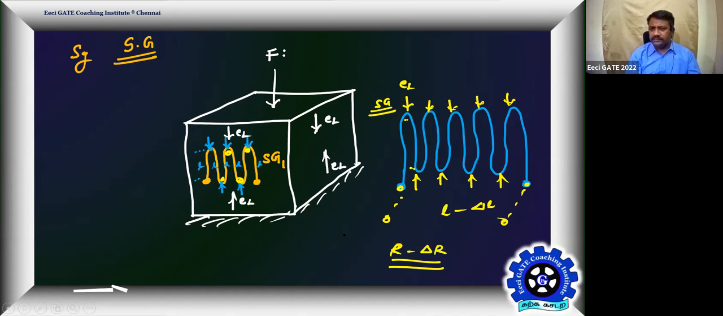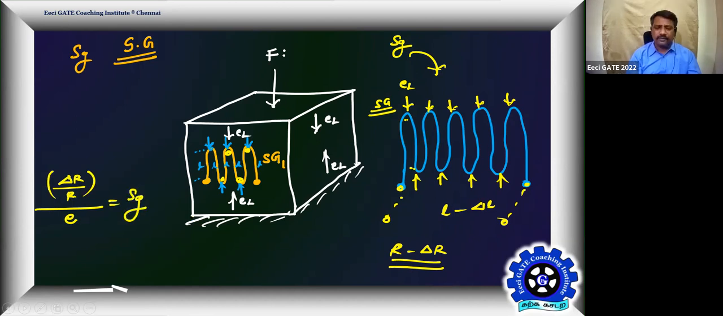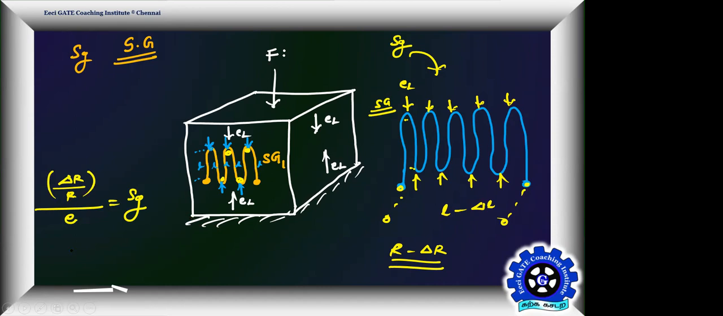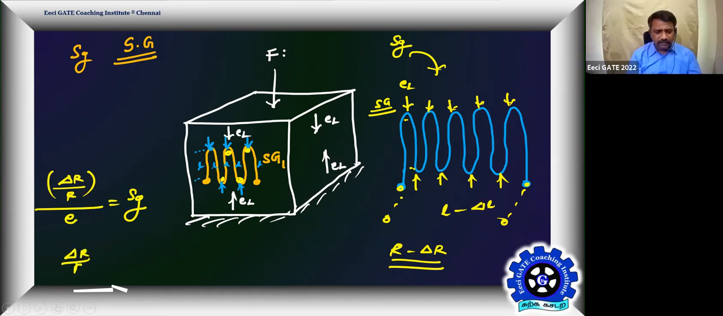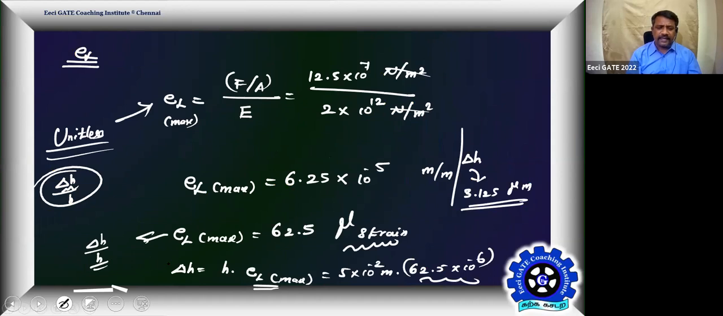Yes, sir. If I denote the gauge factor of this metal wire strain gauge as SG, I know that delta R by R divided by the strain sensed by the strain gauge is equal to its gauge factor. Yes or no? Then I can find delta R by R, the unit change in resistance, as gauge factor times the strain available in the load cell. I have already calculated the strain.